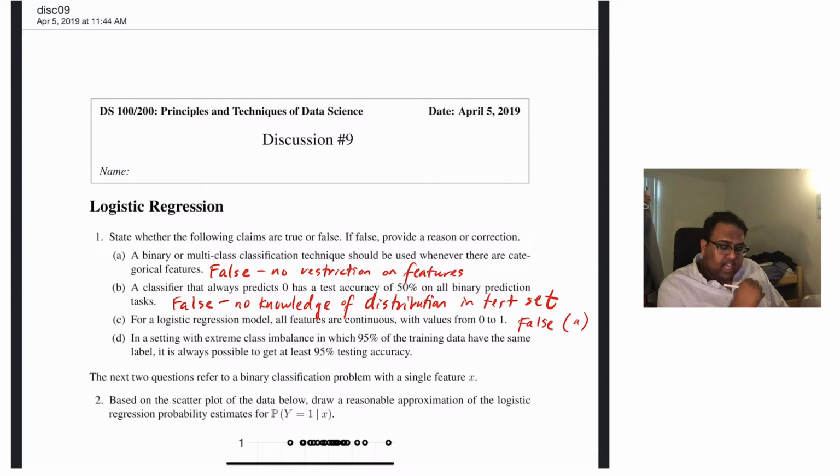And D, in a setting with extreme class imbalance in which 95% of the training data have the same label, it's always possible to get at least 95% testing accuracy. Again, this is false for a similar reason to part B. We don't know what the distribution of points in our test set will be. Maybe there's an extreme class imbalance in the opposite direction in our test data, right? We really don't know what the distribution of our points in our test set will be, so it's hard to make claims like this. Okay, so it turns out all 4 of these were false, and they're all very tricky. So I highly recommend you make sure you get why each of these are false.